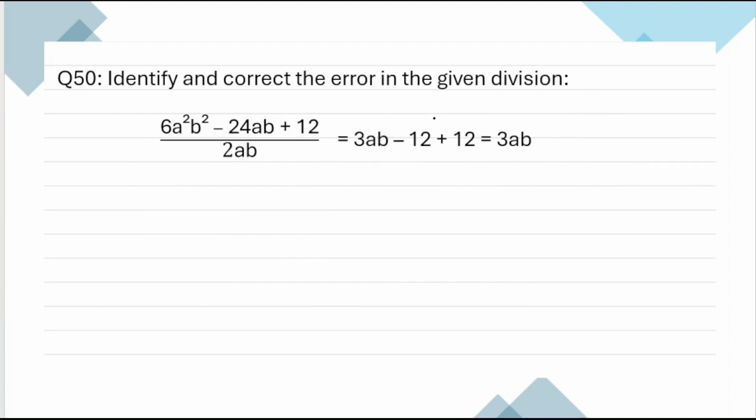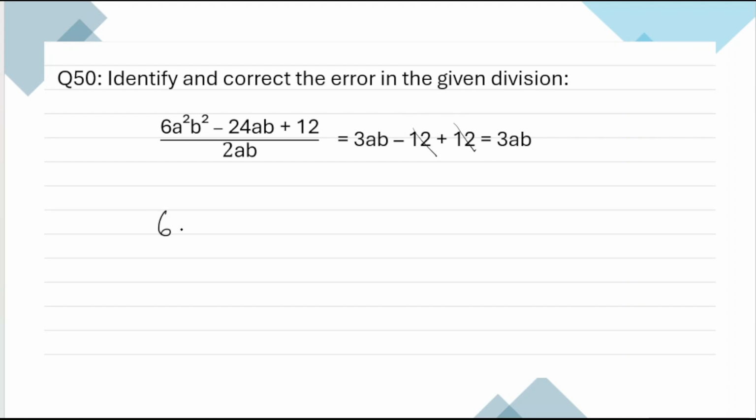The last question in this video is identify and correct the error in the given division. So 6a square b square minus 24ab plus 12 divided by 2ab is 3ab minus 12 plus 12, and then this minus 12 plus 12 cancels. So the answer is 3ab, which is not correct.